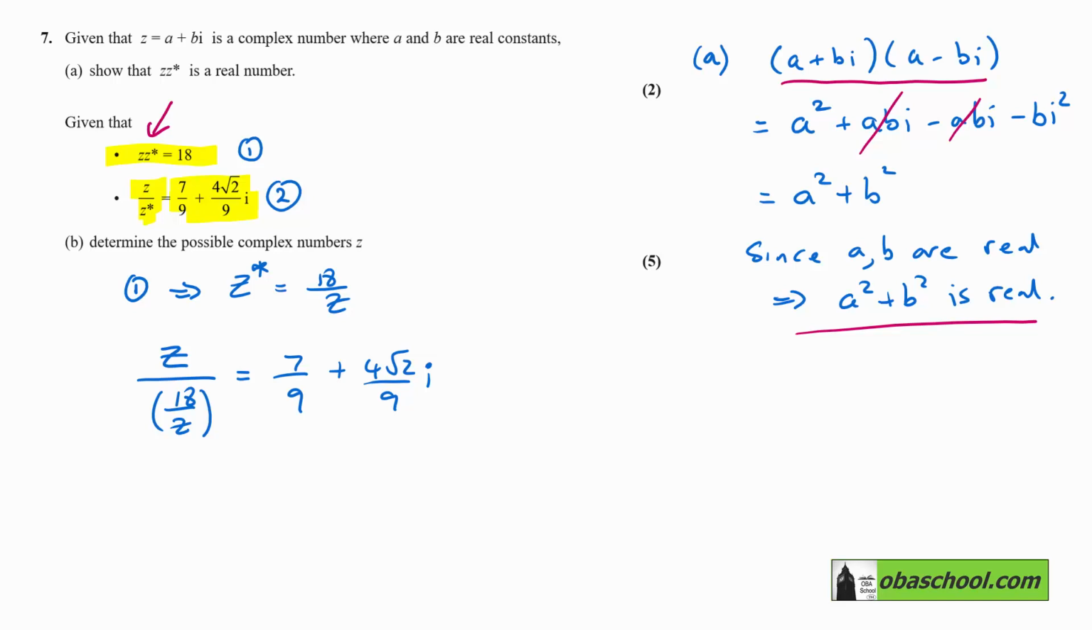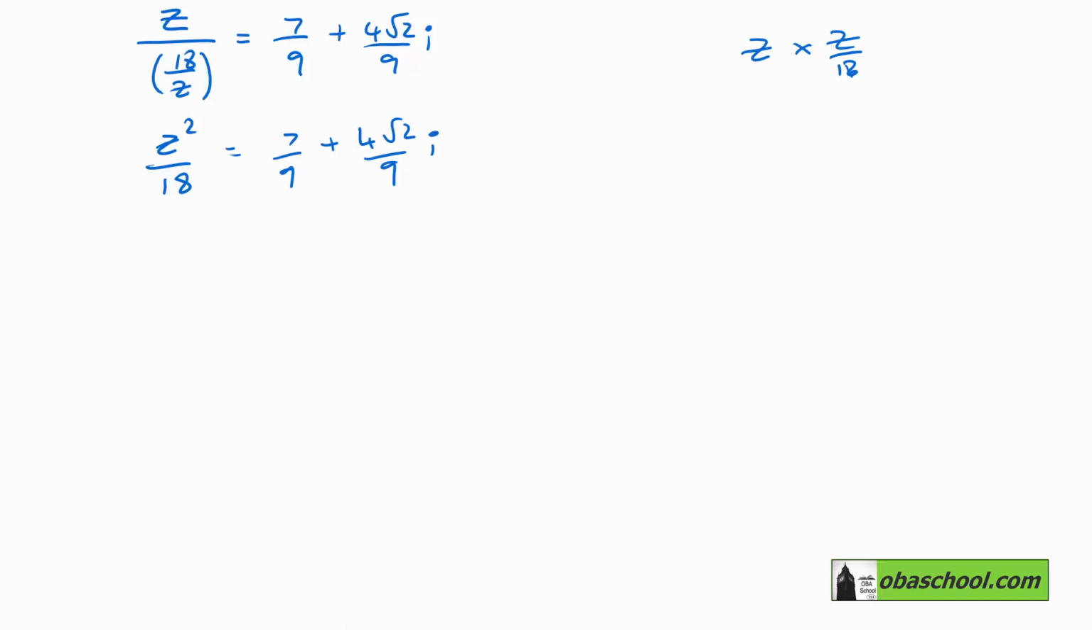And dividing by a fraction, we've got z divided by 18 over z, so it ends up being times z over 18. And so what we have is that z squared over 18 is 7 over 9 plus 4 root 2 on 9 i. Multiplying both sides by 18 gives me z squared is equal to 14 plus 8 root 2 i.